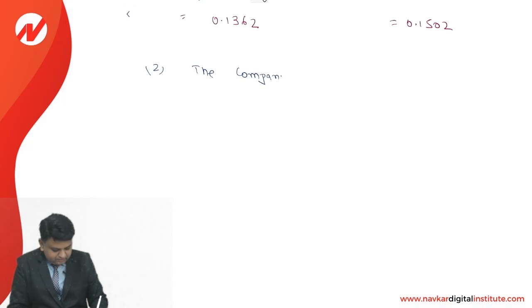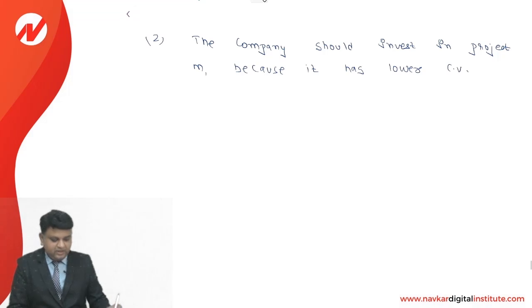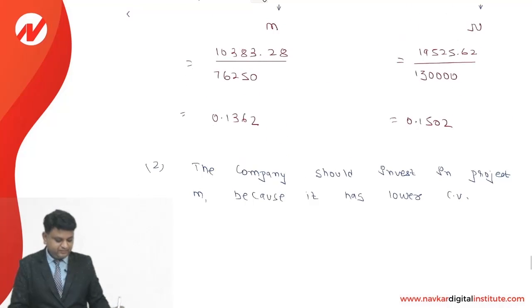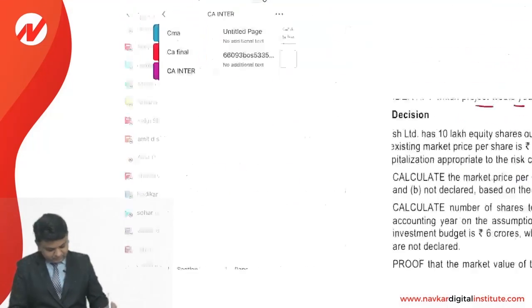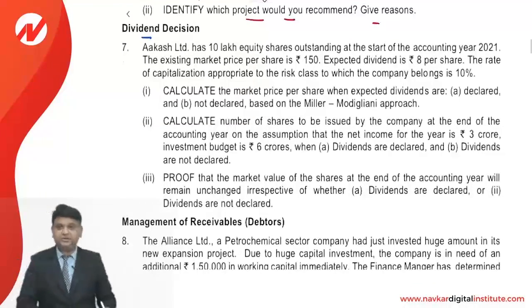The company should invest in project M because it has lower CV, coefficient of variation. This is the way we are required to draw the conclusion. Let us see the next question, question number 7. It is from the chapter of dividend decisions.